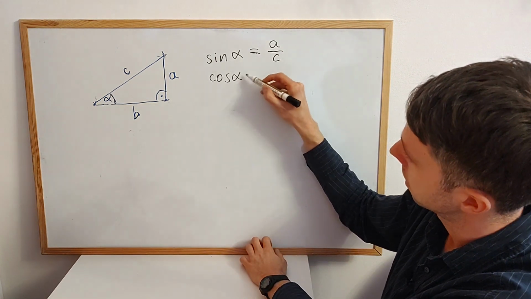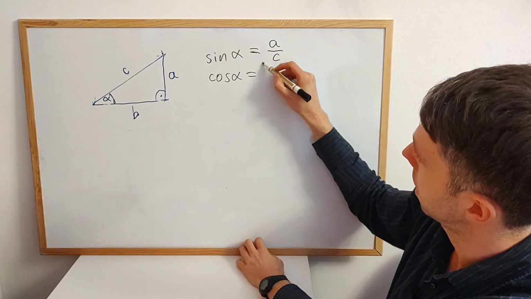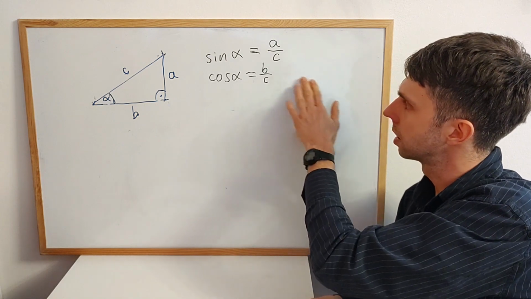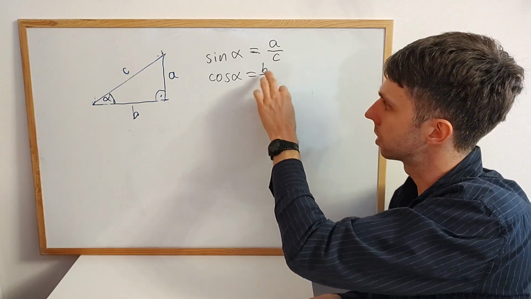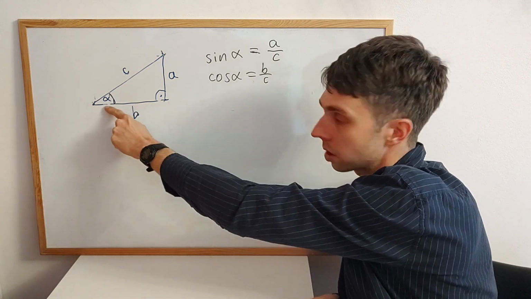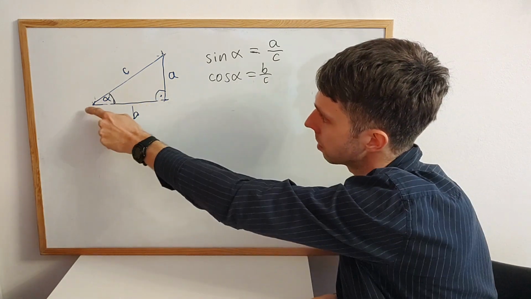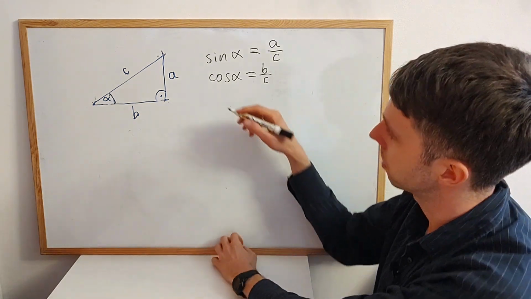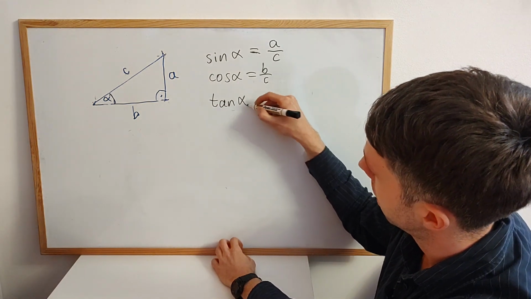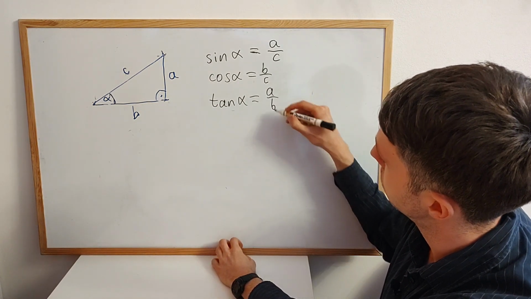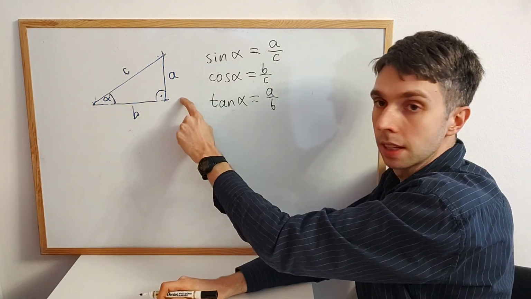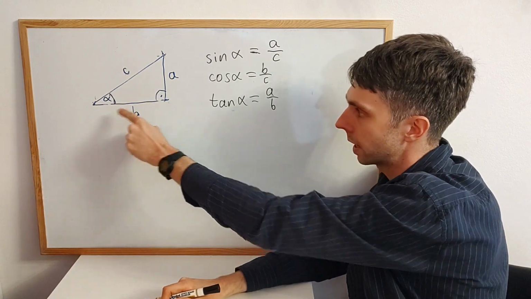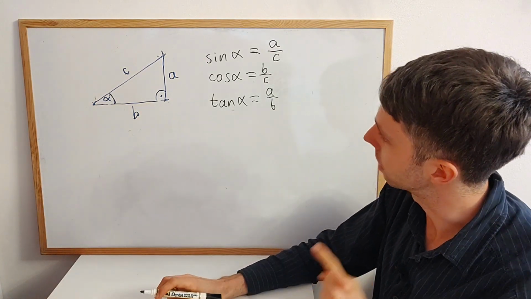Cosine alpha is defined similarly, but now it's B over C. Again, don't think too seriously about these letters. B means the leg which is next to the angle alpha. C means hypotenuse. And the last one, the third one which you may need, is tangent alpha, and this is A over B. So it means you take the leg which is opposite to the angle alpha and you divide it by the leg which is next to the angle alpha.